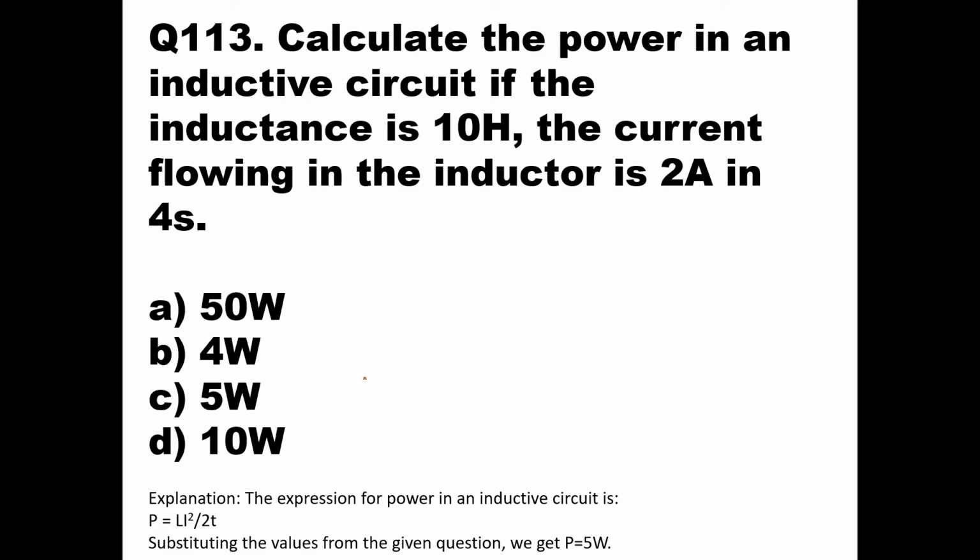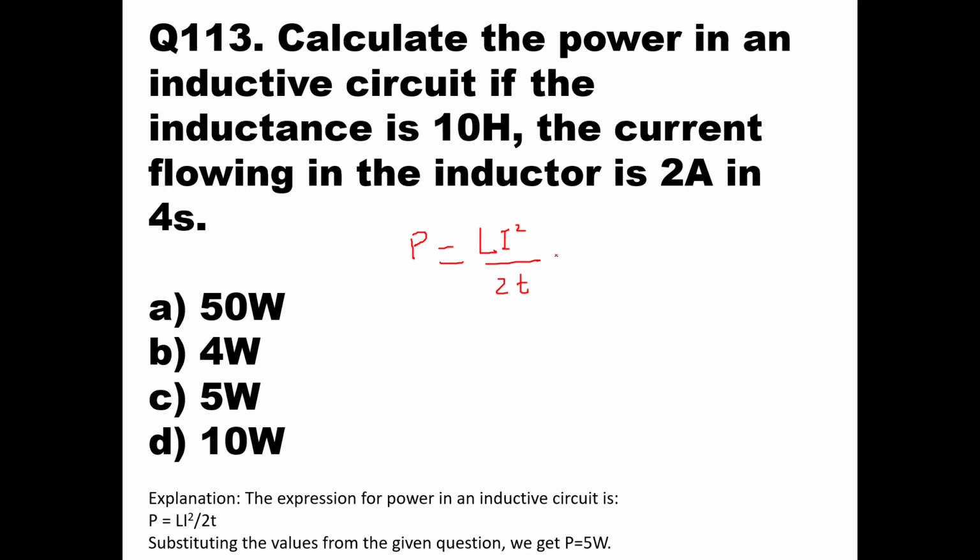Then we'll go to the next question, question number 113. Calculate the power in an inductive circuit if the inductance is 10 henries and the current flowing in the inductor is 2 ampere in 4 seconds. Now, whenever you see an expression for power, it is L I square upon 2T. This is the expression for power.